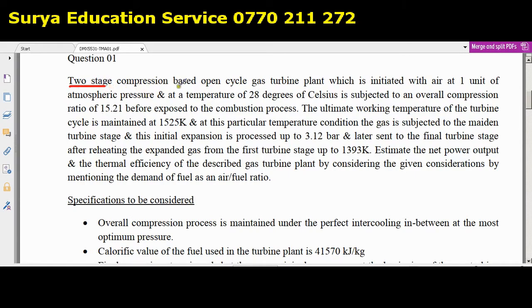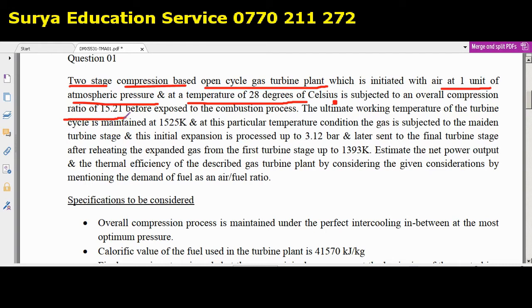Two-stage compression. That means in this problem there are two compression stages. A two-stage compression based open cycle gas turbine plant is initiated with air at 1 unit of atmospheric pressure and at a temperature of 28 degrees Celsius. That means the input conditions of air to the system are given as 1 atmospheric pressure. Be very careful about the unit conversion, and the initial temperature is 28 degrees Celsius. It's subjected to an overall compression ratio of 15.21.